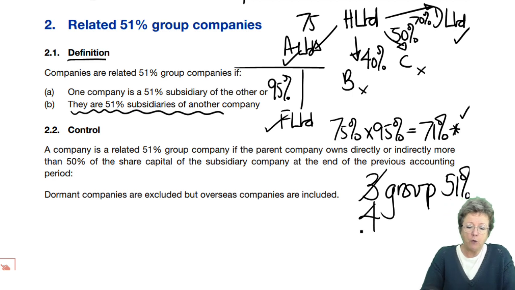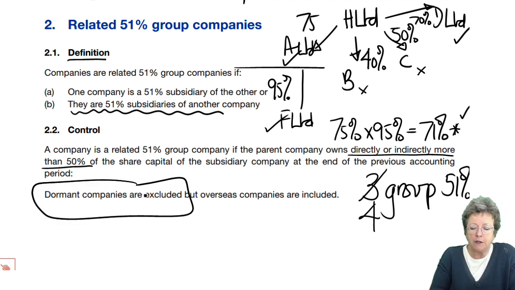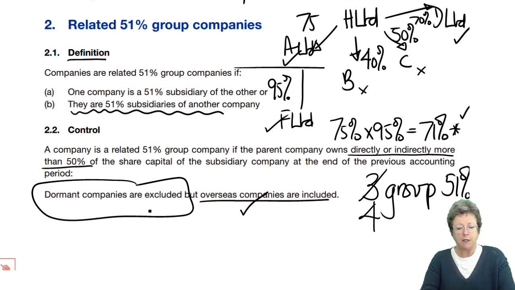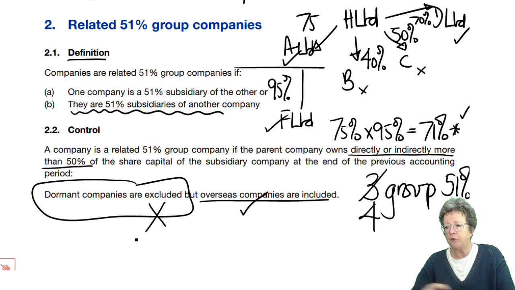Now control, it talks there about indirect or direct control of more than 50%. Dormant companies are excluded. Overseas companies need to be included. Okay, don't put dormants in. They are not trading. They are not part of this arrangement.